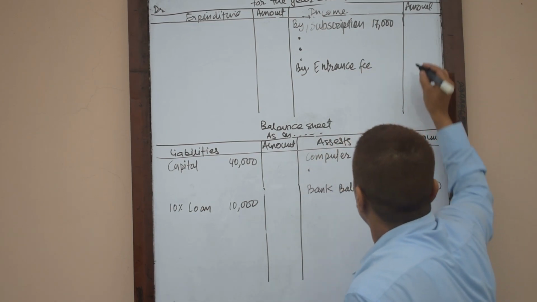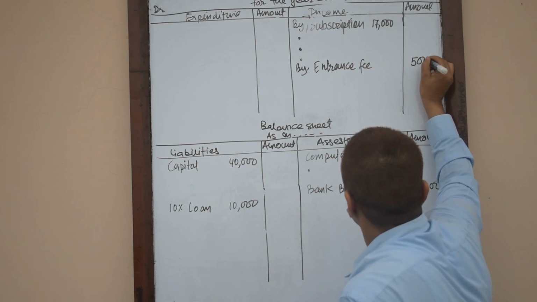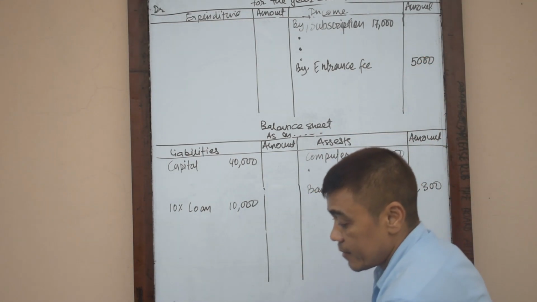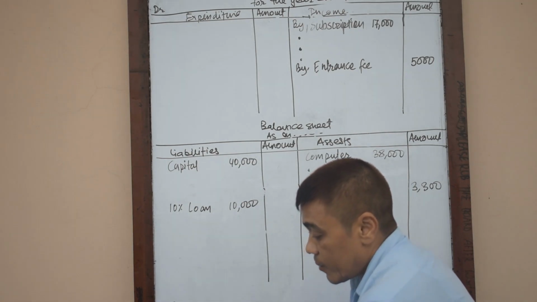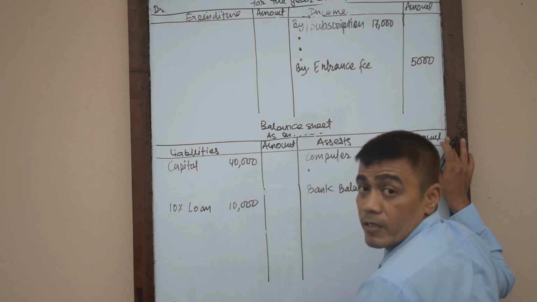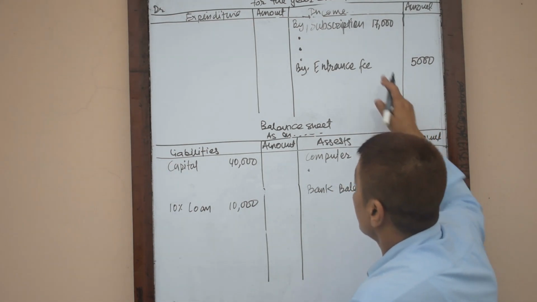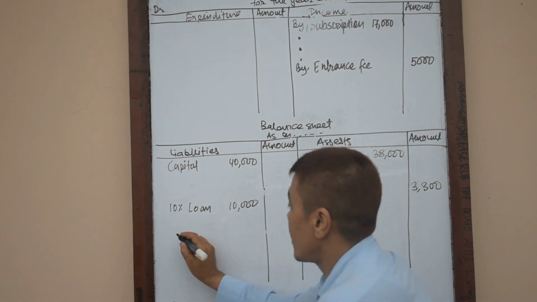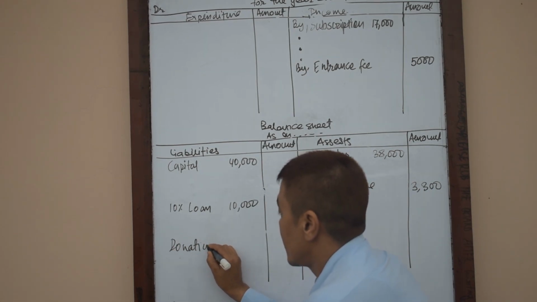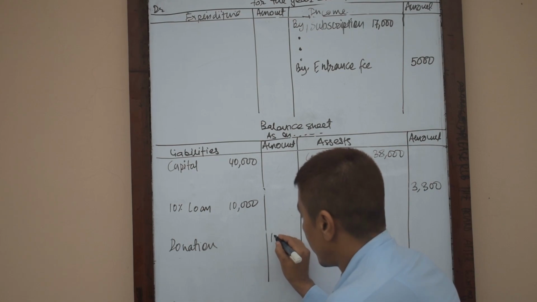And it is 5,000, so it has no additional information, so directly we are writing on this side. After that comes donation. Since the additional information given says that the donation is to be capitalized, directly you can write on this side donation. And here 12,000.